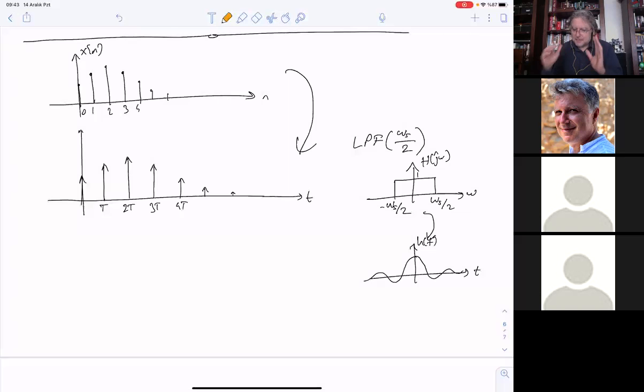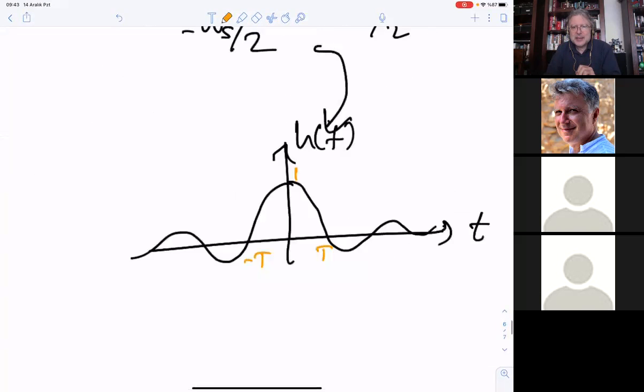It will be the side lobes of the h of t will be from minus T to plus T, first of all. That's because the bandwidth is omega s over 2. So from the formula, this will come, and the peak will be equal to 1. Sorry for writing all these in orange, but I hope you can see them, okay?